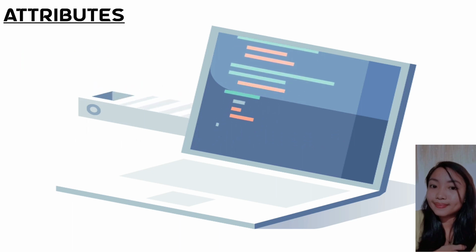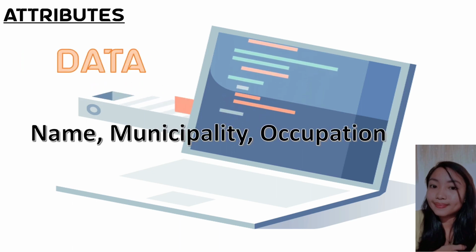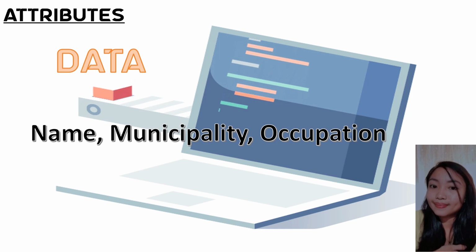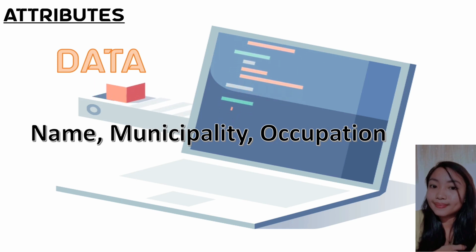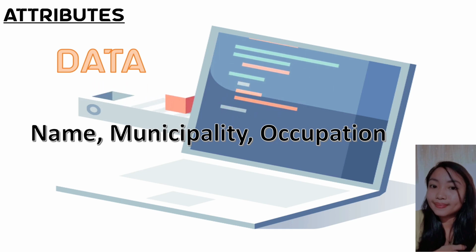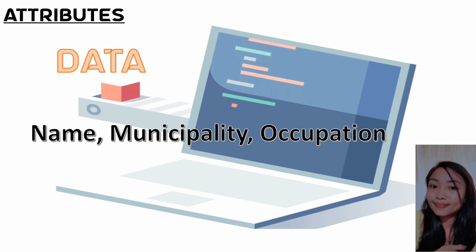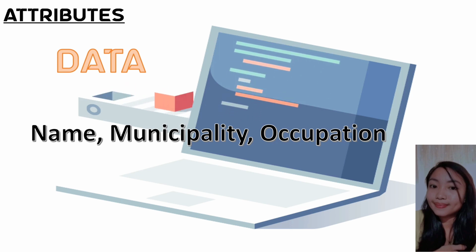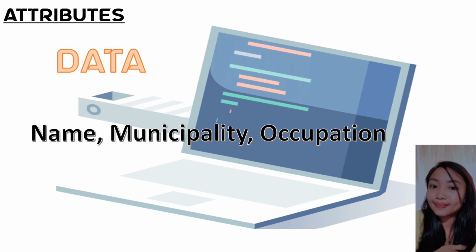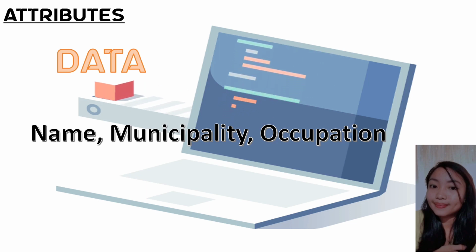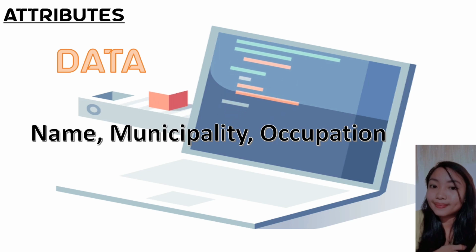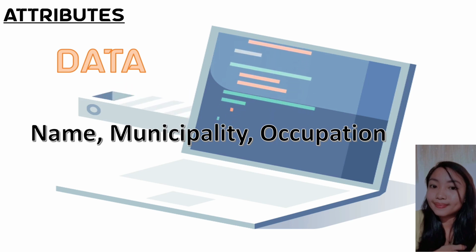Attributes are the data contained in the object. So attributes are the data that you want to collect. The name, municipality, and occupation. If there is another instance, you will also collect their name, municipality, and occupation. So every time there are instances, you will collect their data. So those are the attributes.